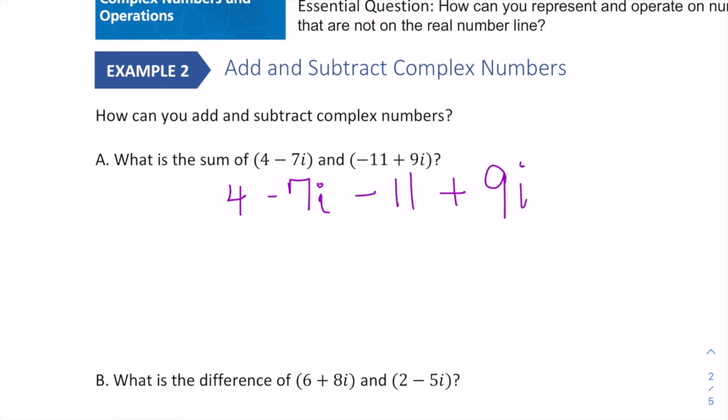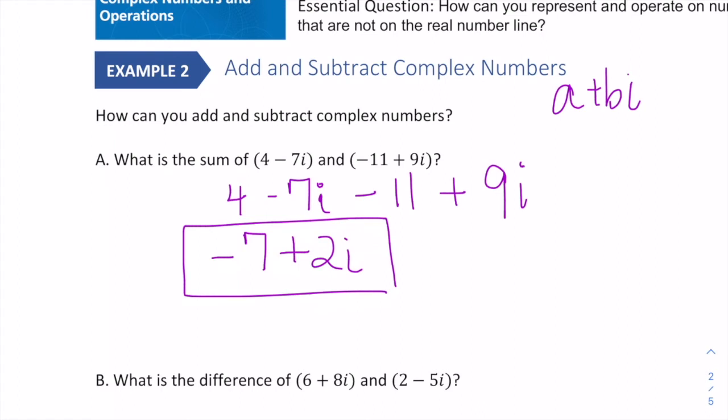So we're adding 4 minus 7i, and then we're adding negative 11 plus 9i. So when I combine, we want to write it in the a plus bi form. So I'm going to combine 4 minus 11, and that's going to be negative 7. And then I'm going to combine negative 7i plus 9i, so that's going to be plus 2i. And we're going to leave it just like that in complex form.